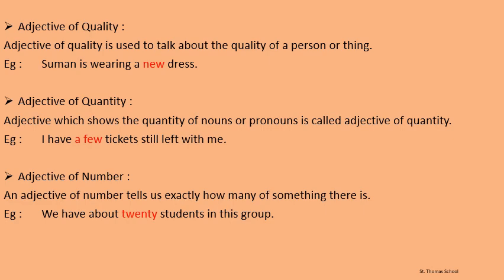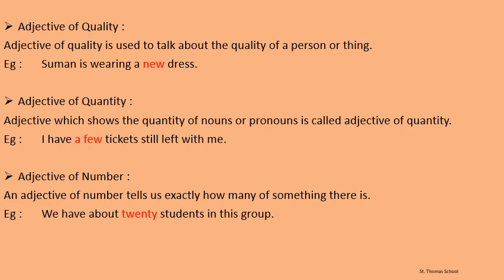So here the noun is ticket, and I get more information with the help of the quantity of the number of tickets. That is, I am having few tickets with me. So the word few gives me more information about the ticket, that how much quantity of tickets I am having with me still left. So the word few is an adjective of quantity.